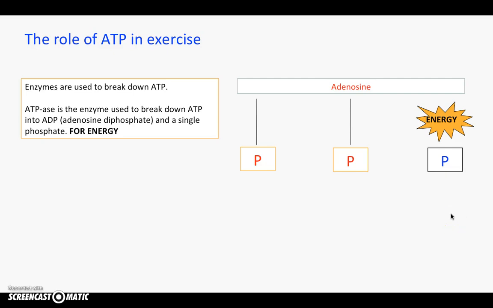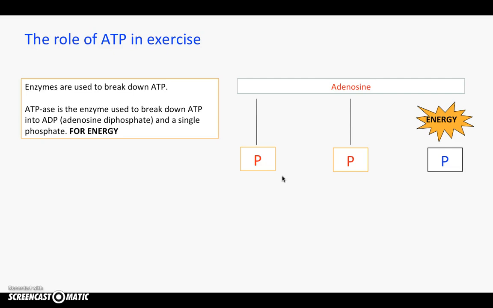So now we are left with one adenosine and 2 phosphates, diphosphate. Okay, so adenosine diphosphate is just 2 phosphates left. This is useless for us. We can't do anything energy-wise with adenosine diphosphate. Therefore, this has to be replenished, and we're going to talk about that with regards to one of the next energy systems we're going to look at. But for now, this is the role of ATP within exercise.